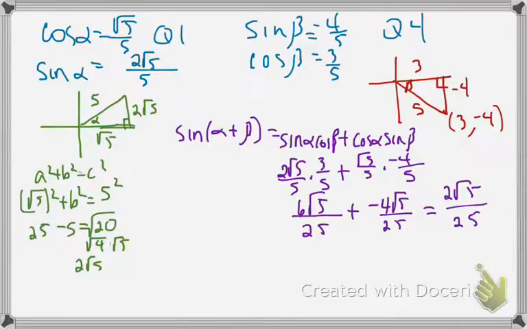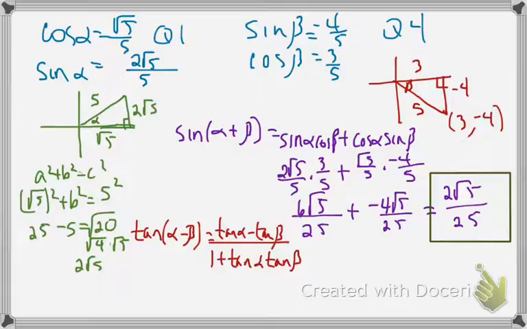Now, can I simplify this any further? No. Can I touch that radical? No, because that's not a 5, right? It's a square root of 5, which is a whole different value, right? That's a decimal of some kind, right? So we would stop, and that would be our answer.